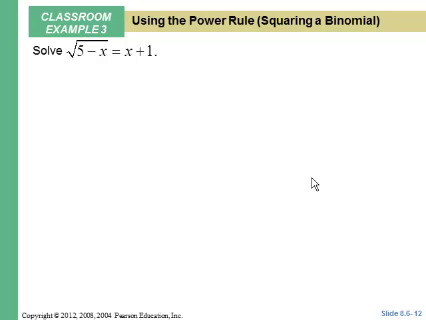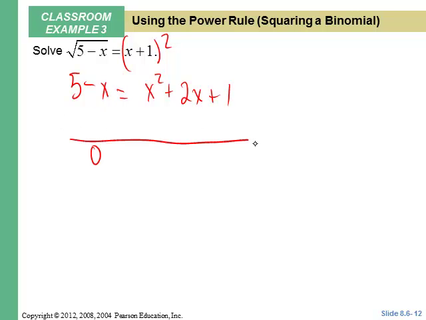Sometimes you're going to need some additional steps. I'll show you what we mean here. If you square both sides, this side is easy, 5 minus x. But this side, when you square it, you get x squared plus 2x plus 1. Now let's get all the numbers on this side over to the other side. So we're going to subtract 5 and add x. So we get 0 equals x squared plus 2x minus 4.